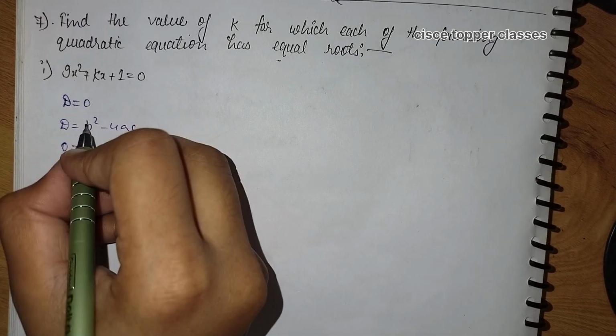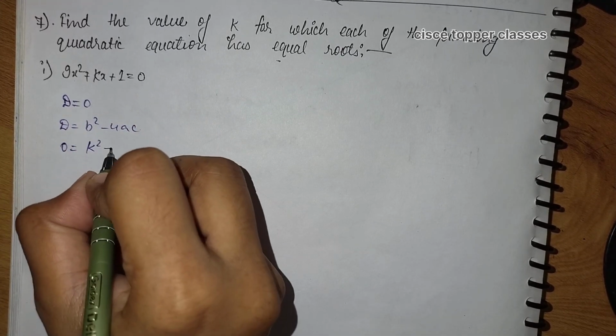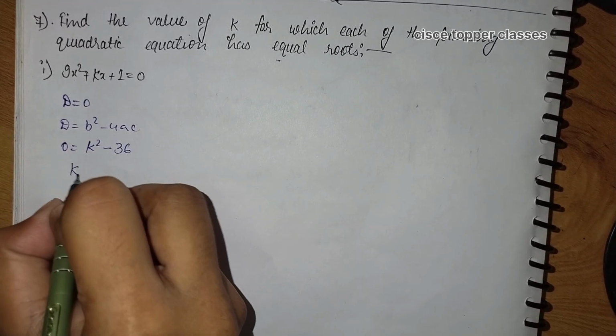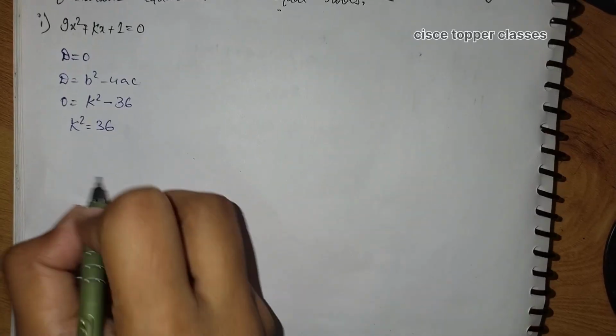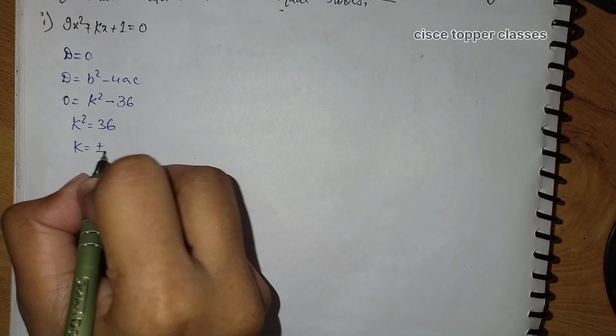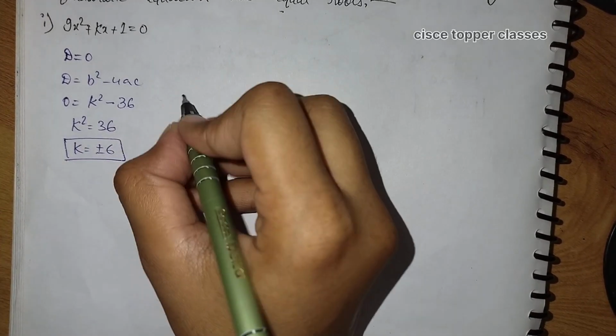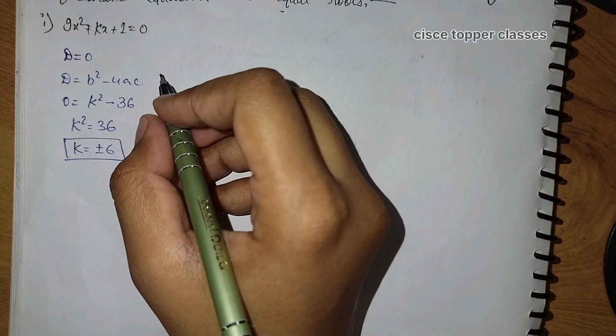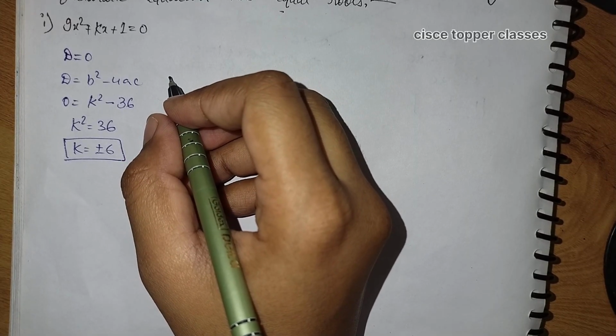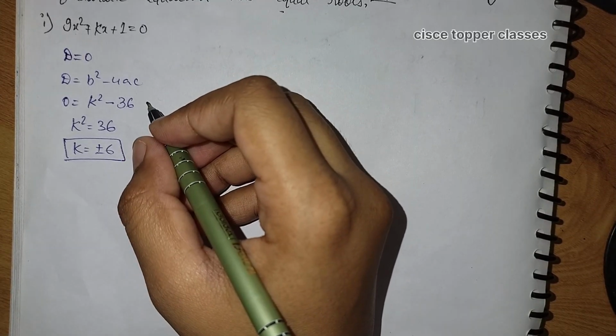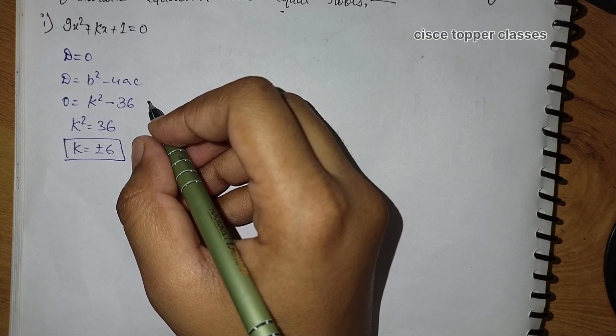D is equal to 0, b square is k square, minus 9 into 4 will be 36. So k square will be 36. From that we can write k is equal to plus minus 6 here. If in this question it is also asked that once we have found the value of k, then we have to find the roots for those values of k.